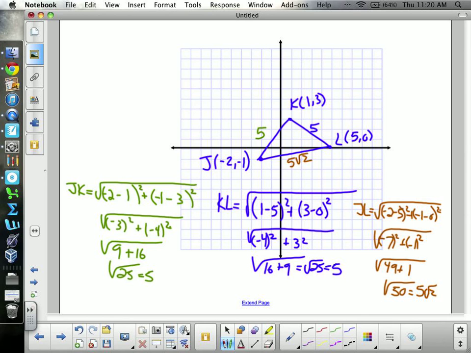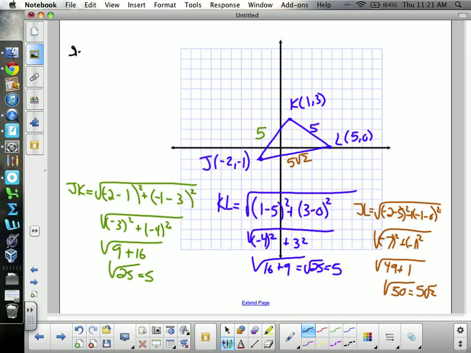Now, I need to know whether or not it's a right triangle. Obviously, there's only one angle here that could possibly be a right angle, this one here. So I have to check it. How do I check to see if it's a right angle? What measurement will I use to see if it's a right angle? Its lengths won't tell me if it's a right angle. I need to know the slopes of the lines. Yes.